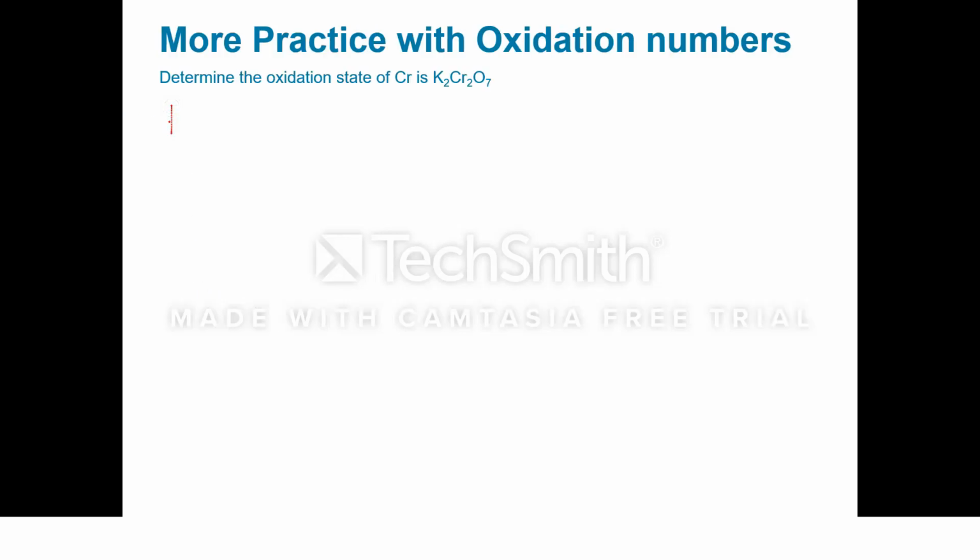Let's determine the oxidation state of chromium in K2Cr2O7. K2Cr2O7 has a sum of oxidation numbers equal to 0 because this molecule is neutral. Let's set up our equation. We have an oxidation number for potassium equal to +1. Chromium, we don't know the oxidation number. And oxygen has a -2 oxidation number.